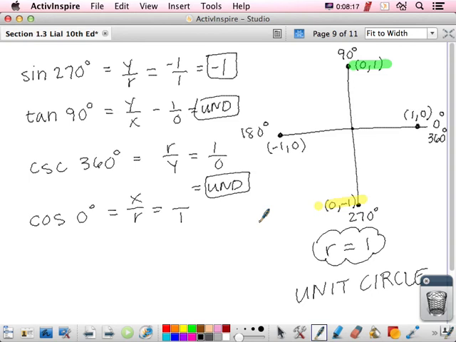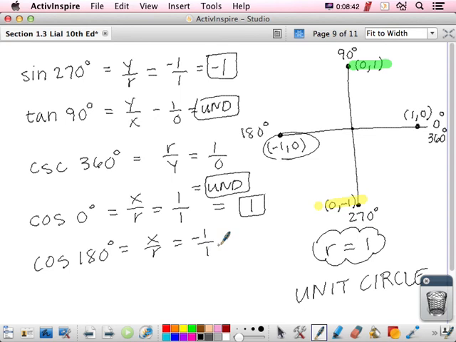So, what's the x value? Also 1. It's right here. So the cosine of 0 degrees is 1. What is the cosine of 180 degrees? That's this ordered pair over here. -1. So what is it? It's -1 because it's x over r, which is -1 over 1.